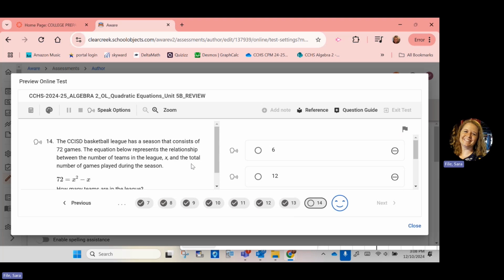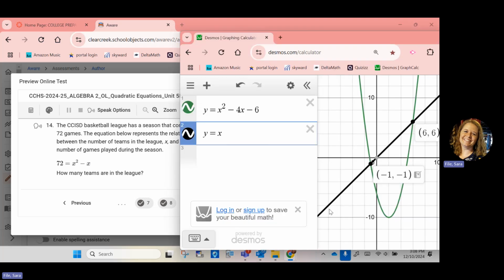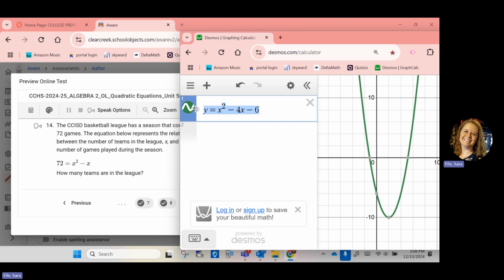CCSD Basketball League has a season that consists of 72 games. The equation below represents the relationship between the number of teams in the league, X, and the total number of games played during the season. So the number of teams is X, and they're asking us how many teams are in the league. So they're asking us to solve for X. So this is just a quadratic, and they're asking you to solve. So solving quadratics means finding the x-intercept.